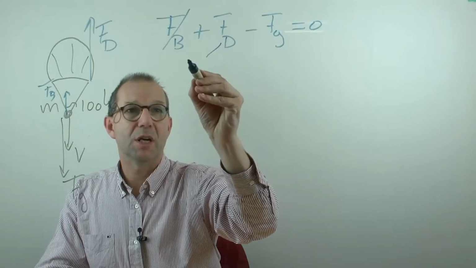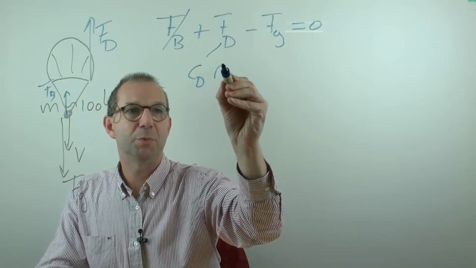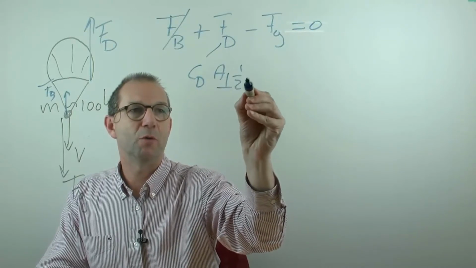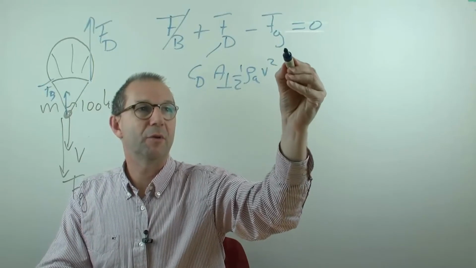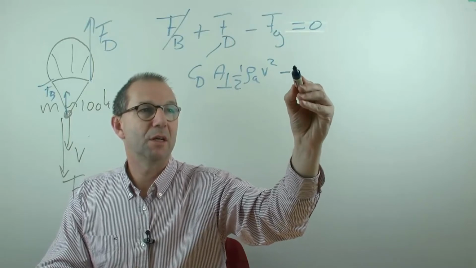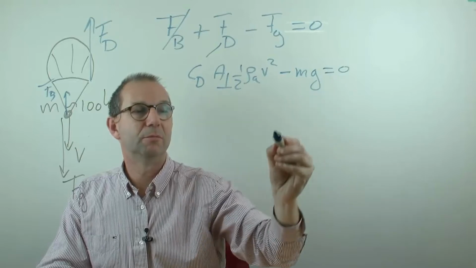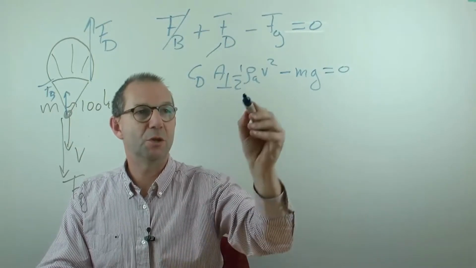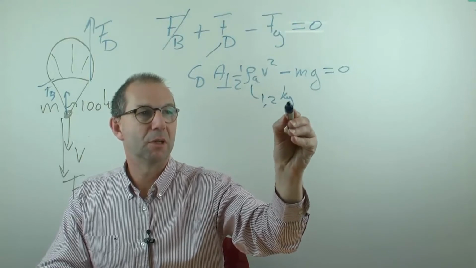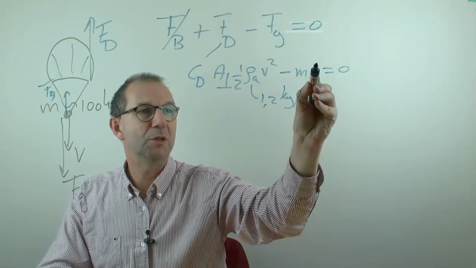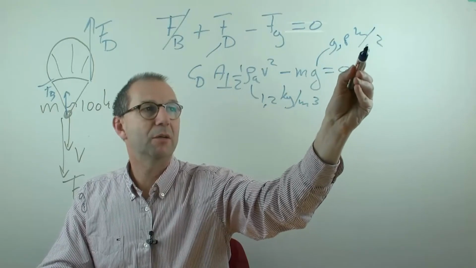The drag force, as we know, is C_D, A perpendicular, half rho of the air, v of the paratrooper and chute squared, and gravity, which I have to subtract, is minus mg, and this is 0. v is the one that we need to know. Density of air is 1.2 kilogram per cubic meter. g we know, 9.8 meters per second squared.